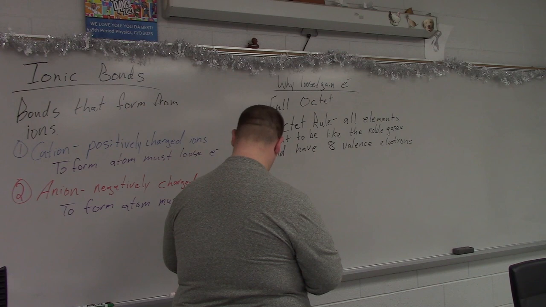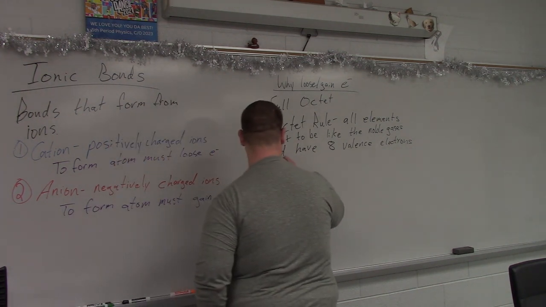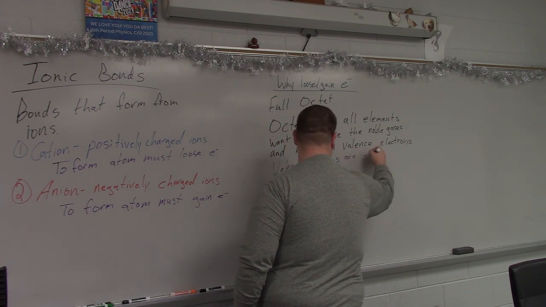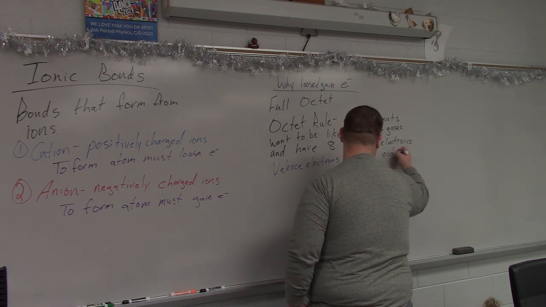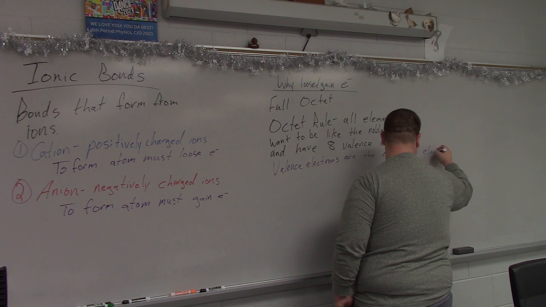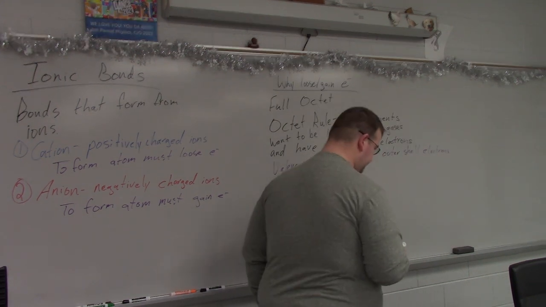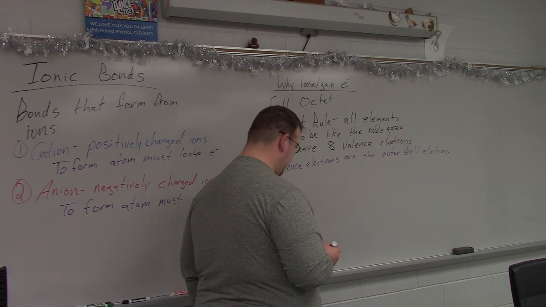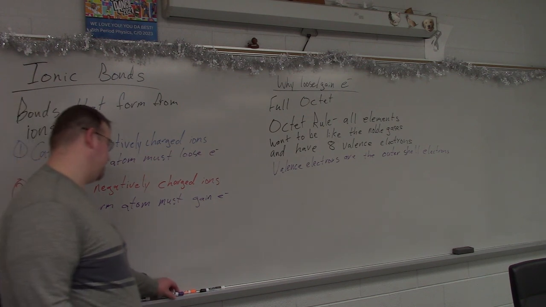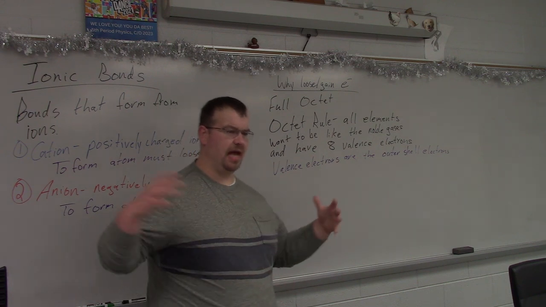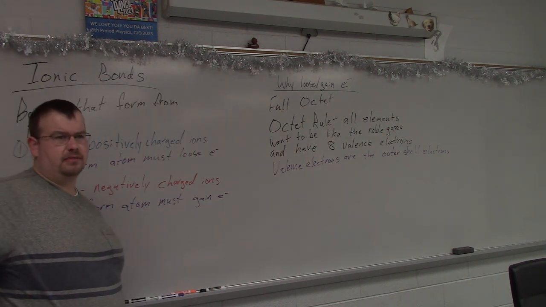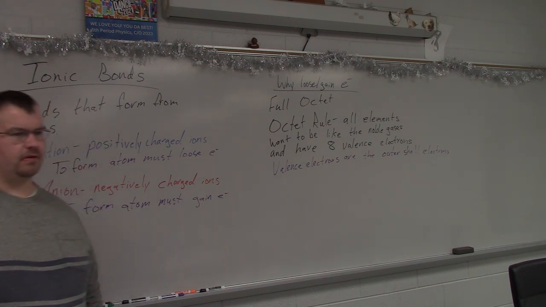Valence electrons, little side note. Valence electrons are the outer shell. So valence electrons are the outer shell electrons that we look at. These outer shell electrons are the ones on the outermost energy level. Now I'm going to go ahead and give you the four exceptions. There's more than four exceptions, practically, but we'll just stick with the basic four to keep life simple for you.